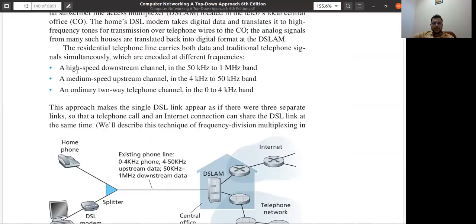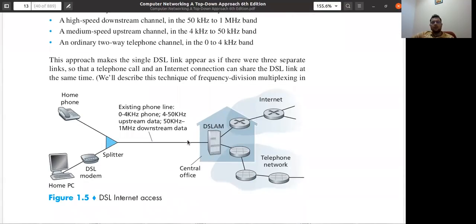So a high speed downstream channel in the range of 50 kilohertz to 1 megahertz, then an upstream channel from 4 kilohertz to 50 kilohertz, and a simple normal two-way telephonic channel for voice transmission that comprises the range 0 to 4 kilohertz band. So that is the DSL modem.